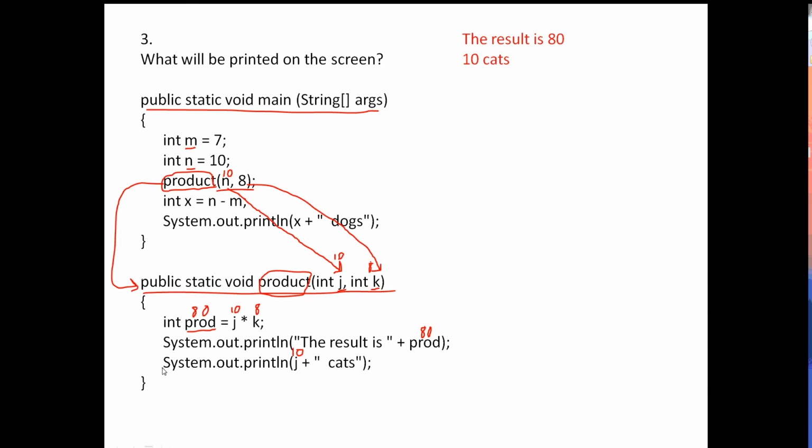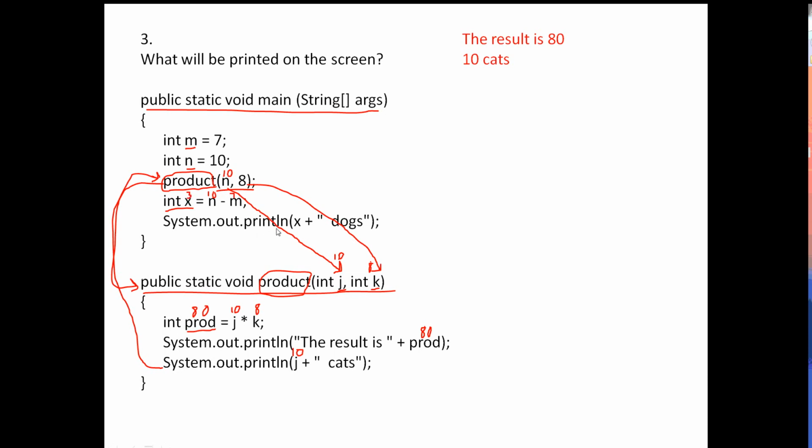So once it's done, then you go back to this method call. So product was called right here. There's nothing to do here, so we go to the next line down. Well, the next line down declares another variable and assigns it the difference between n and m, and so it's going to be 10 minus 7, and so x is assigned the value of 3.